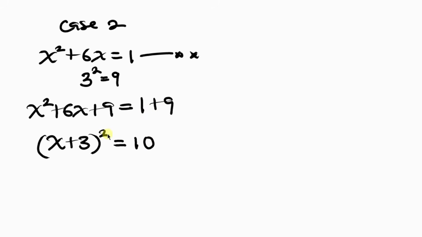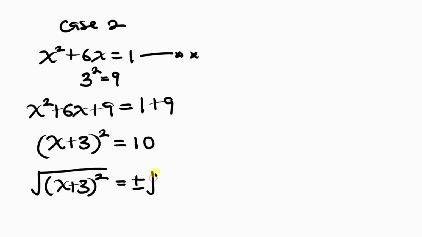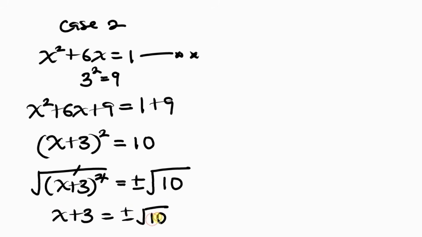Now, to get rid of this square, we take the square roots of both sides. So I'll take the square root of x plus 3 all squared, which is equal to plus or minus the square root of 10. Now notice that this square root cancels out the square, leaving behind x plus 3 to be equal to plus or minus the square root of 10. Now to get x alone, we have to move 3 to the right-hand side. So we have x to be equal to, as 3 crosses to the right, it becomes negative 3, plus or minus the square root of 10.